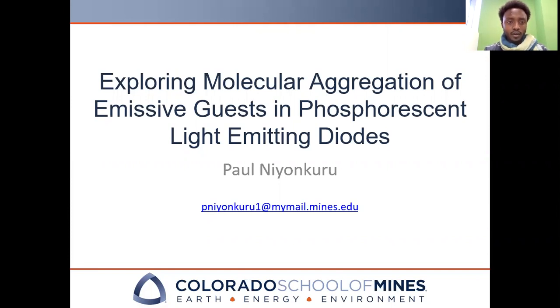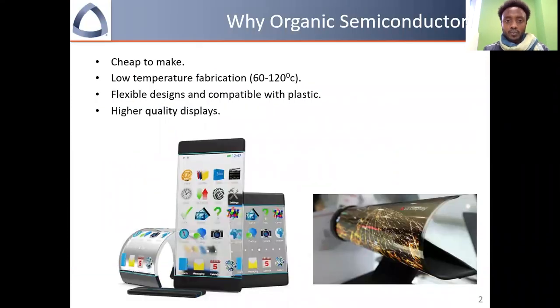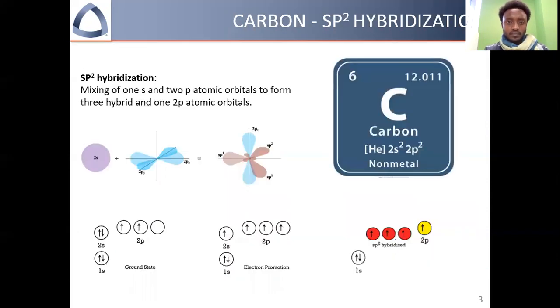Today, I'll be talking about exploring molecular aggregation of emissive guests in phosphorescent light-emitting diodes. I would like to start with a short introduction of organic semiconductors. Why do we care about them? Organic semiconductors are cheap to make. Their fabrication temperatures are low. They can have flexible designs that are compatible with plastic, and they make higher quality displays.